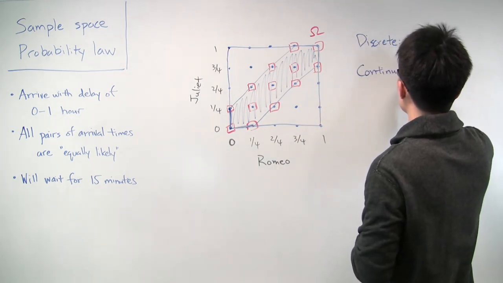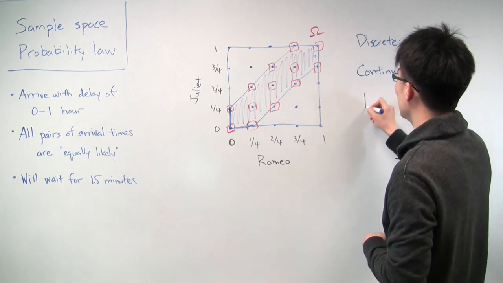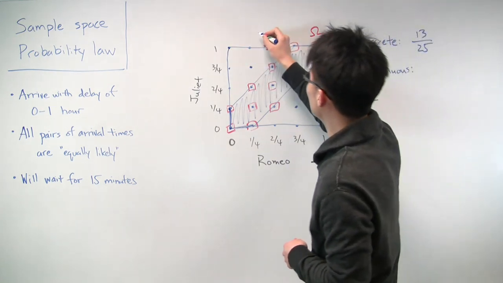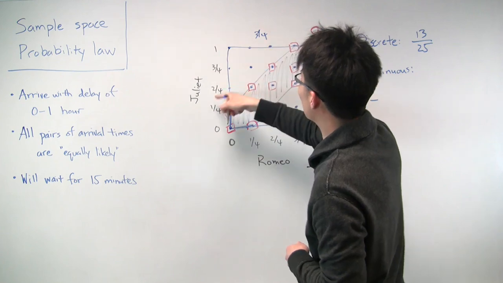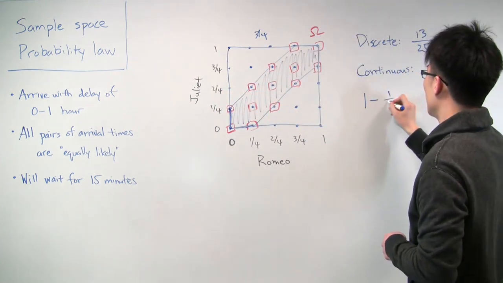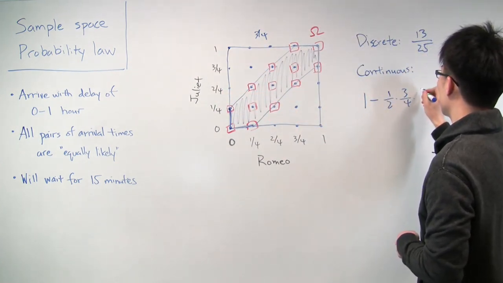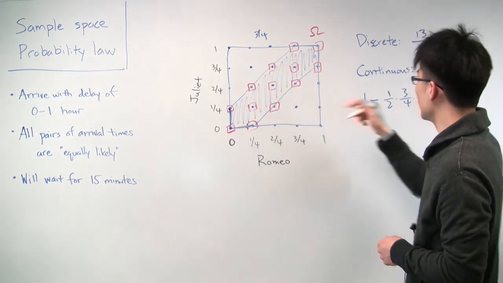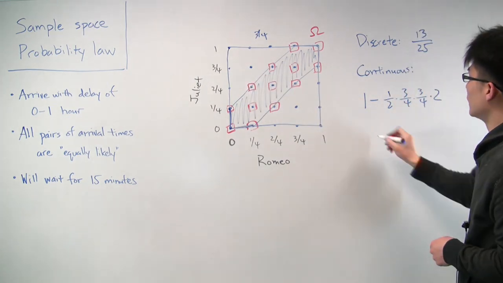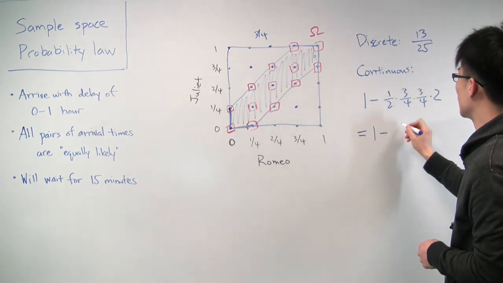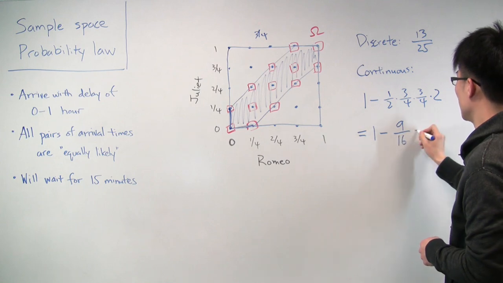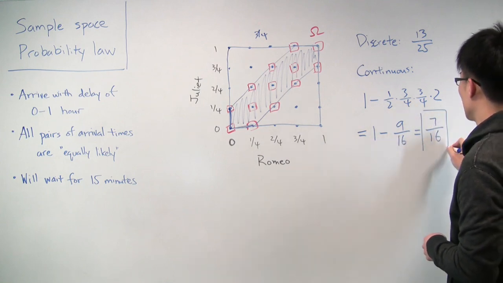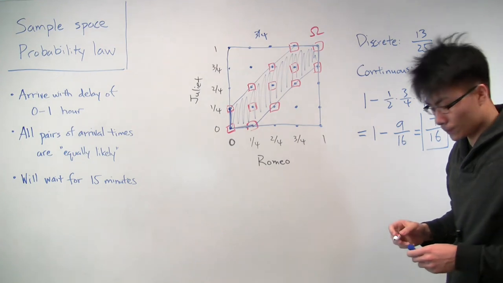So in the continuous case, the probability of meeting is going to be 1 minus the area of this triangle. Well, the base here is 3/4 and 3/4. So it's 1/2 times 3/4 times 3/4. That's the area of one of these triangles. So there's 2 of them, so we'll multiply by 2. And we end up with 1 minus 9/16, or 7/16, as our final answer.